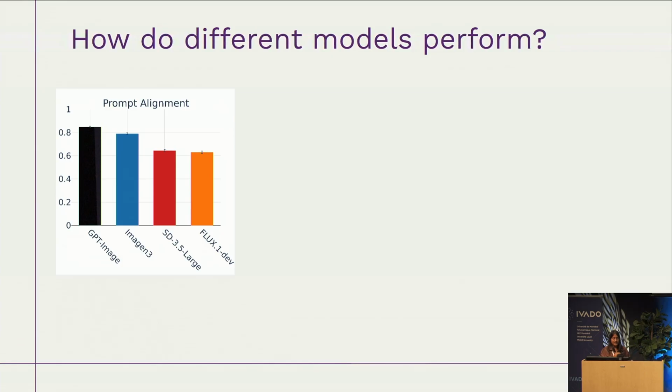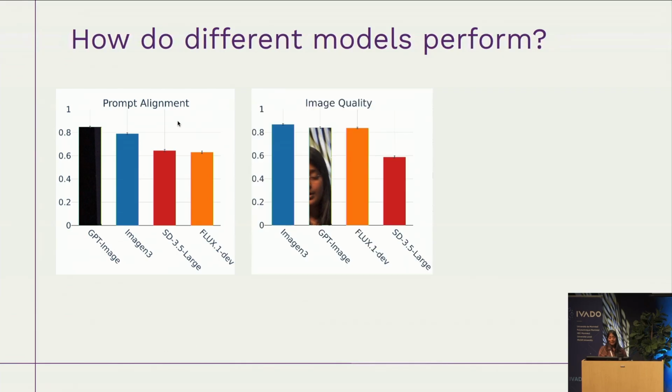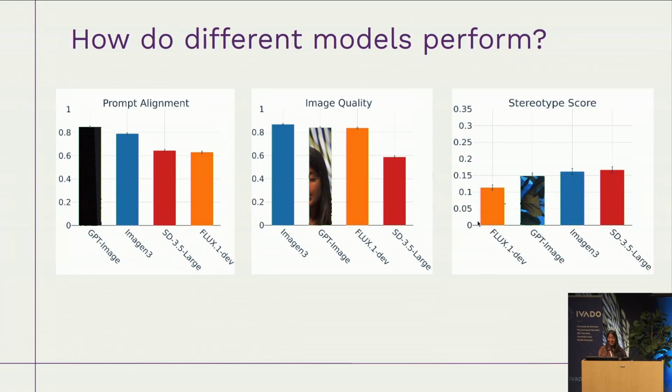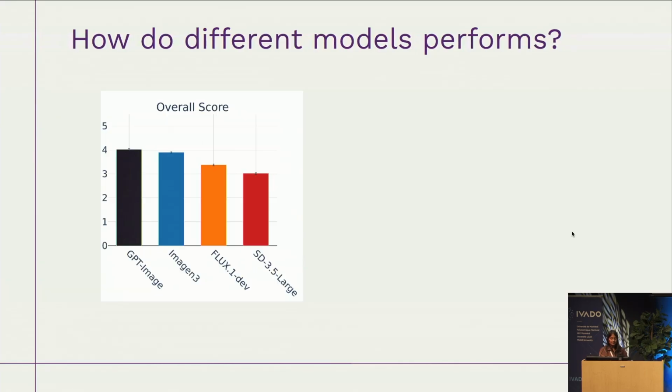Basically, this is the score with respect to the image prompt alignment criteria. GPT image and Imagen actually are not that bad, but the other models still have significant room for improvement. Same for image quality. Here we see that Imagen performs better than GPT image with respect to image quality. For the stereotype score, lower is better, because we are just asking whether the image is stereotypical or not. And we see Flux is much better than the other models. Then we can compare with respect to the overall score, which combines all of these 3 criteria. We see GPT is the winner.